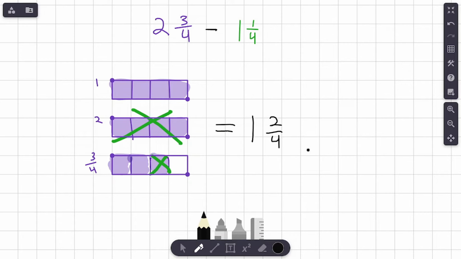Take a look at that, okay? How did we get that? First thing we did is we drew the model. Then we subtracted 1/4. That's where we took away this fourth. Then we subtracted 1 whole, and there we went, and we took away 1 whole. To get our answer, all we did was count up our model. We had 1 whole, we have 2/4. Our answer is 1 2/4. Okay? Take a look at that.